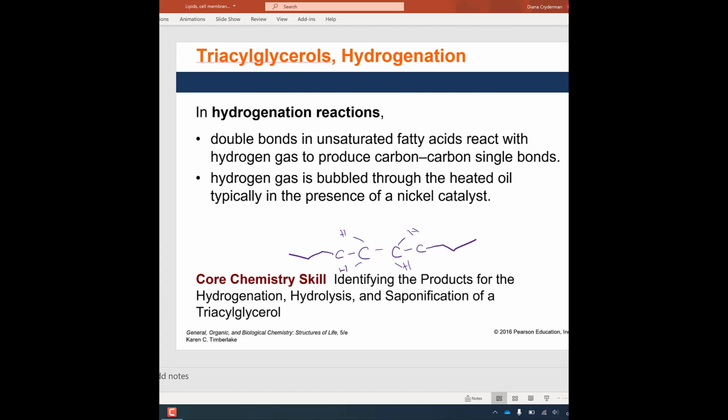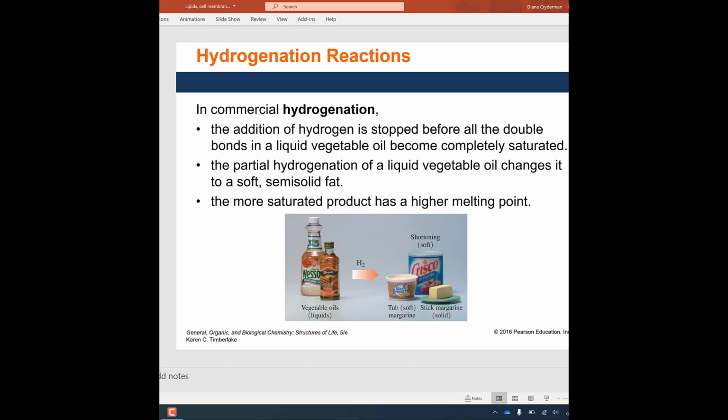So hydrogen gas is bubbled through heated oil, typically in the presence of some sort of nickel catalyst. And so a hydrogenation reaction is often used commercially. The addition of hydrogen is stopped before all the double bonds of a liquid vegetable oil become completely saturated. And so we would call this partial hydrogenation. A liquid vegetable oil changes to a soft, semi-solid fat. So that's like our Crisco or margarine, for example. So a more saturated product with a higher melting point.